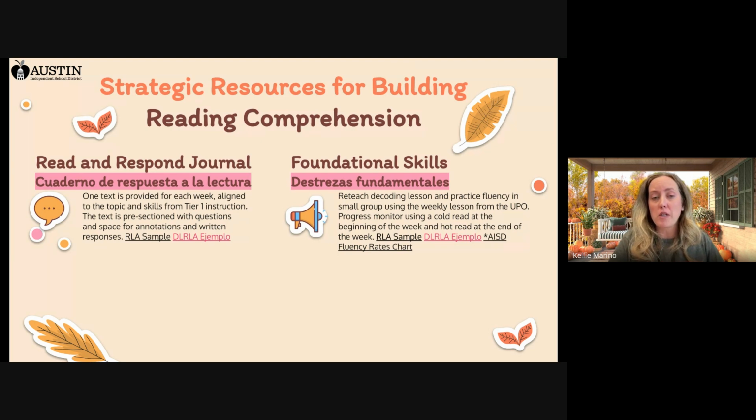The foundational skills and destrezas fundamentales. So we're going to really actively use the resources that we have in whole group down in a small group setting, because students in intervention need to hear these messages in small group.